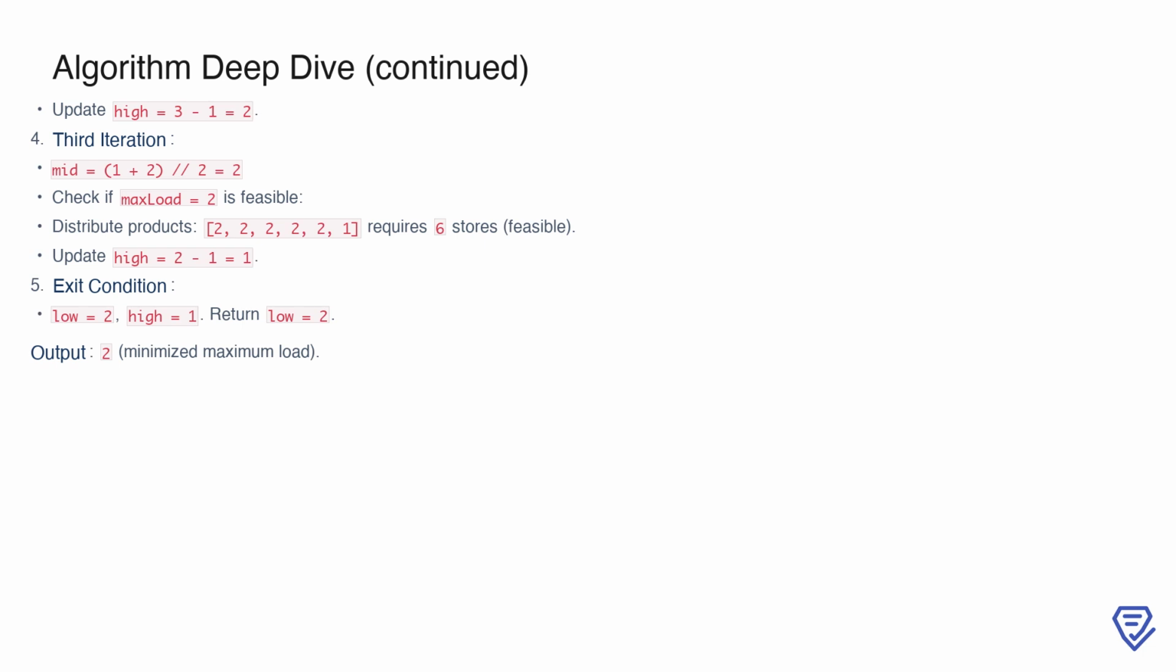This solution demonstrates how binary search allows us to efficiently hone in on the minimized maximum load, avoiding the computationally expensive process of enumerating all potential distributions. By leveraging the feasibility check and narrowing the search space iteratively, we achieve an optimal solution with significantly reduced complexity.